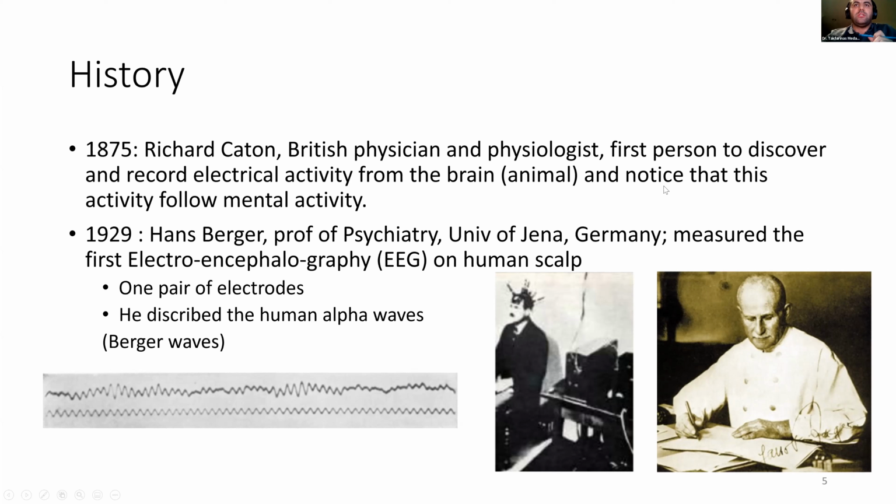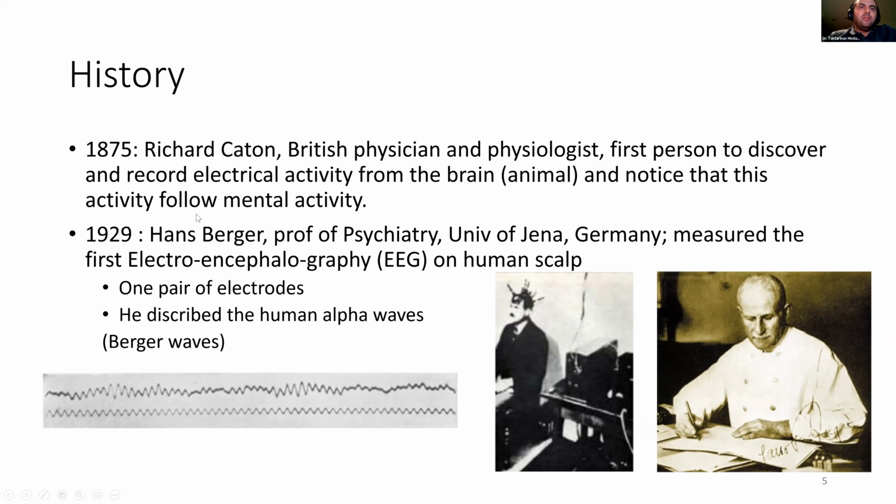The first brain signals were recorded in 1875 by Richard Caton, who was a British physician and physiologist, and he was able to record electrical activity from the brain. It was from animals at that time, from different animals, and it was invasive. So he put the electrode directly on the scalp. And what he noticed was that there is some activity depending on the action and depending on the mental activity of the animal. So I would say he was showing some pictures and changing the environment and observing some changes.